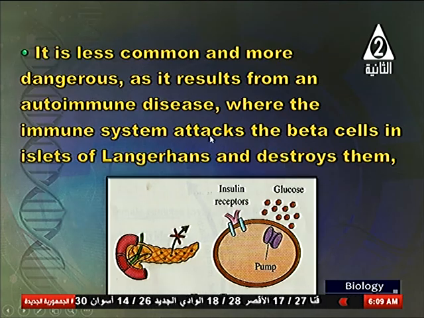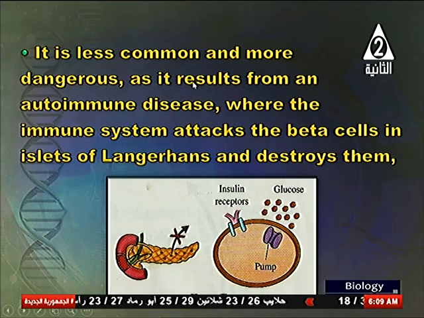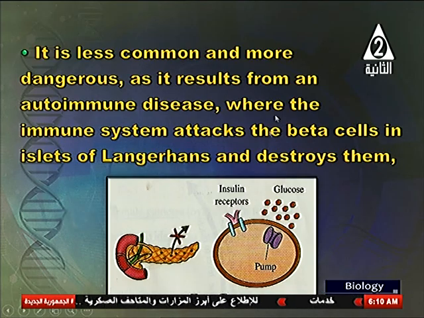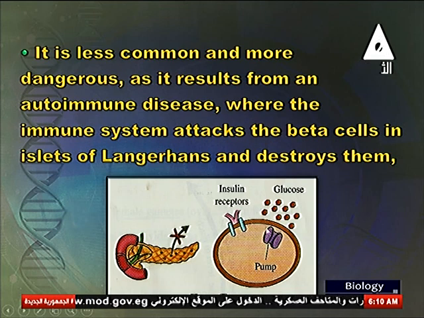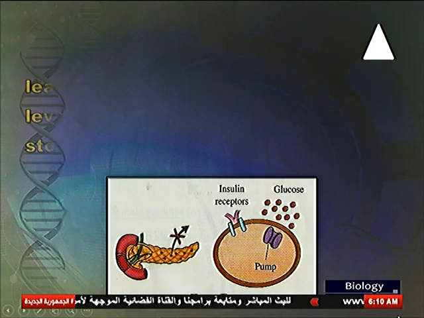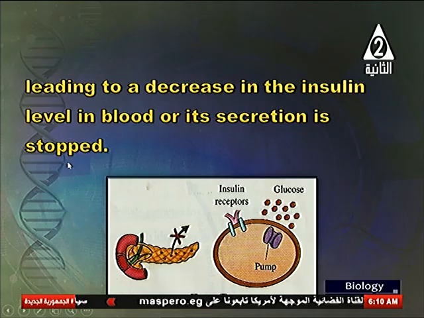Insulin tries to get glucose to the cell, tries to provide the cell with glucose, but the cell doesn't respond, as it results from an autoimmune disease where the immune system attacks the beta cells in islets of Langerhans and destroys them. This is another reason, the immune system attacks beta cells which secrete insulin and destroys them, leading to decrease in the insulin level in blood or its secretion is stopped.